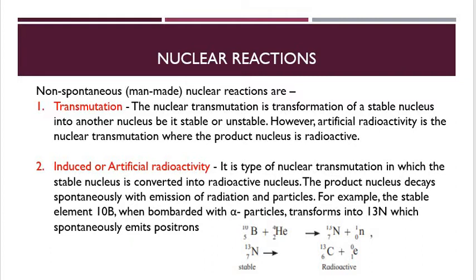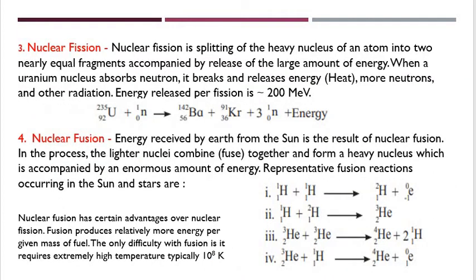Now, nuclear fission. Nuclear fission is the splitting of heavy nucleus of an atom into two nearly equal fragments, and this fission occurs accompanied by a large amount of energy. For example, if uranium is bombarded with neutron, it breaks and releases energy, and one uranium atom on disintegration will produce 200 million electron volt energy.